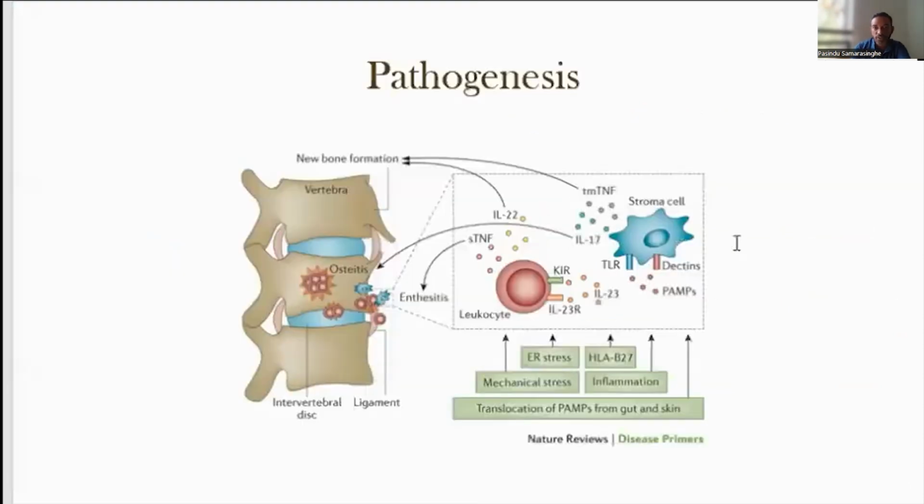This diagram shows how the gut microbiome activates immune cells in the gut, producing IL-22 and IL-17, and they migrate to the spine and produce TNF and IL-17, which cause inflammation, seen as osteitis and enthesitis. So it's basically the immune cells activated by the gut microbiome and then causing destruction.